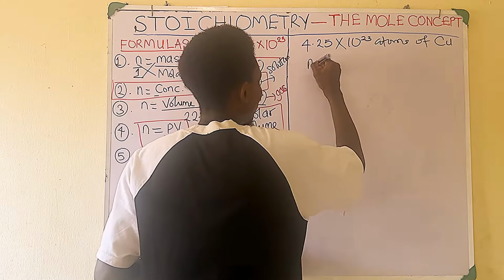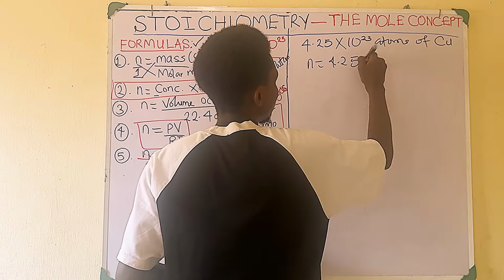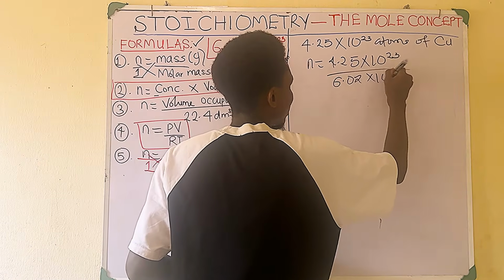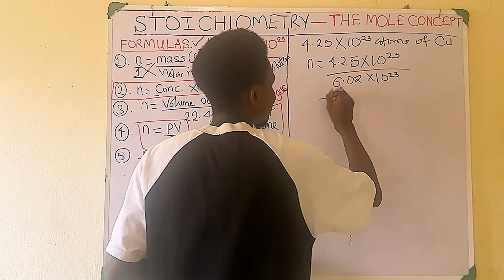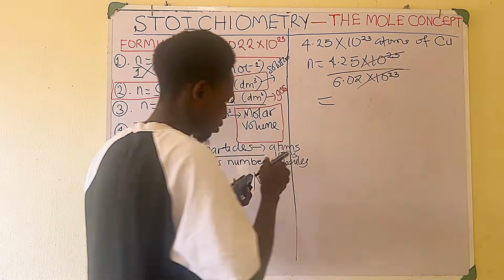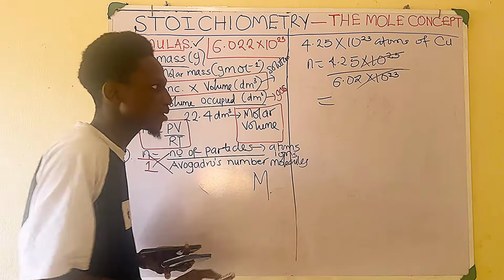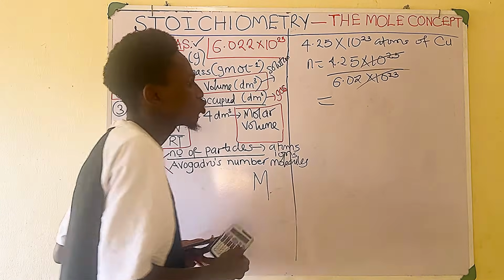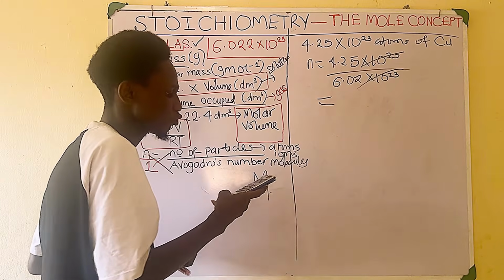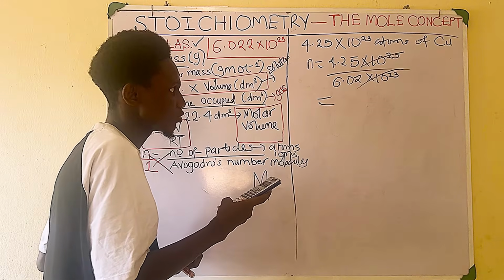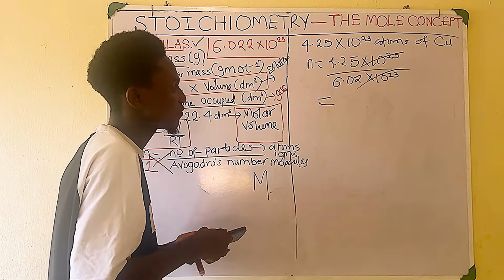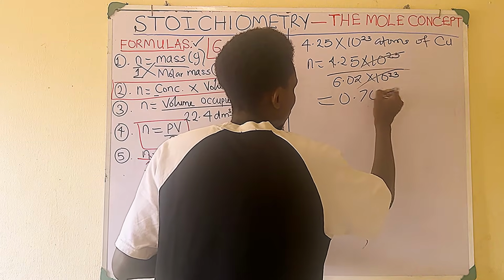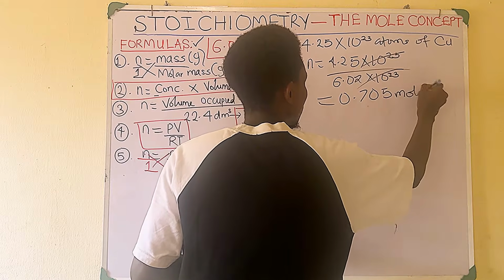So what we're going to do straight up, n equals 4.25, which is one of the simplest you can get, divided by 6.02 times 10 raised to the power 23. Remember our Avogadro's number, so you must master these things. This one cancels this one. Be very smart: don't go and be typing times 10 raised to the power 23 on your calculator. If you're writing a CBT exam, cancel it out immediately. So you are left with 4.25 divided by 6.02, which gives you 0.705. So your number of moles is 0.705.